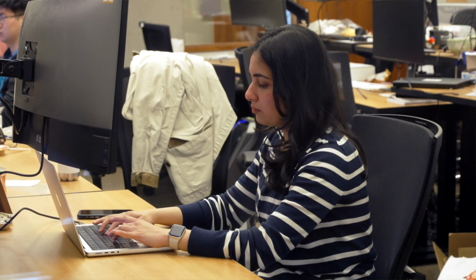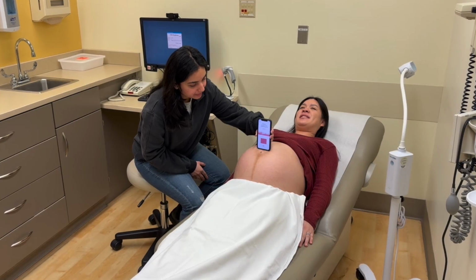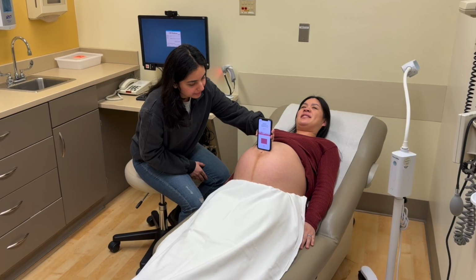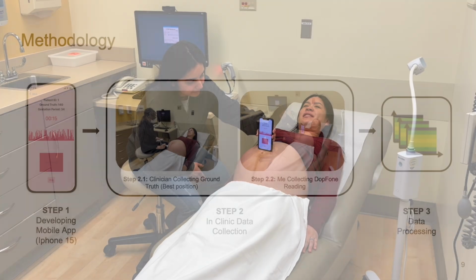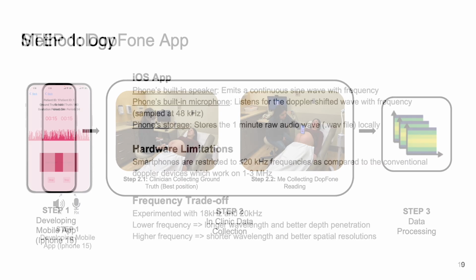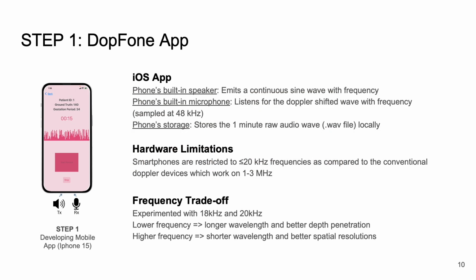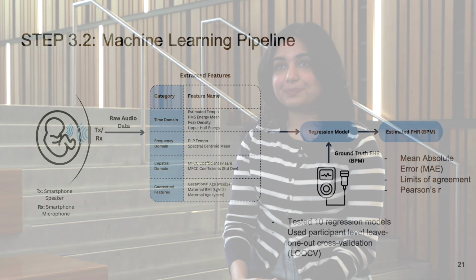So I created Dopphone, which is a smartphone-based fetal heart rate monitoring system where just by placing the phone and using its built-in speaker and microphone, you can actually estimate the fetal heartbeat. In clinics, the traditional fetal dopplers use a higher frequency range of 3 megahertz. For us, we use a relatively lower ultrasonic tone, around 18 kilohertz, because there's a constraint to how much the phone can actually emit. And then we use a machine learning pipeline to actually get to the fetal heart rate.